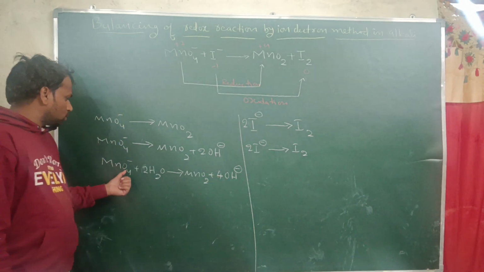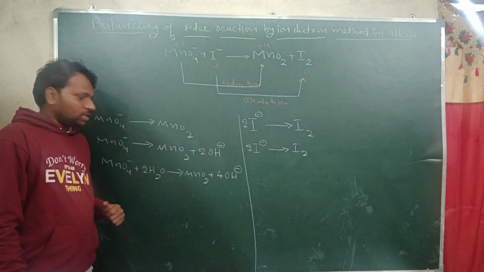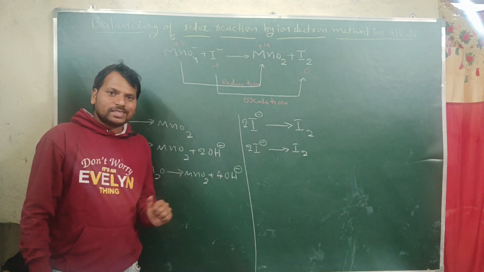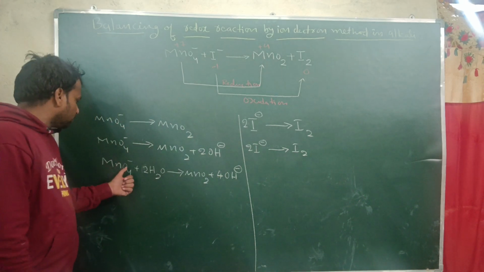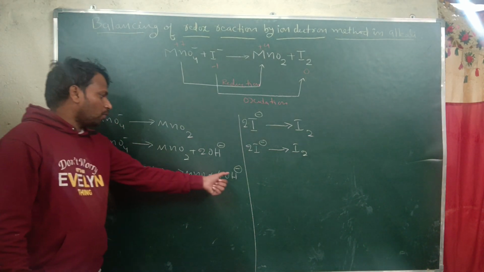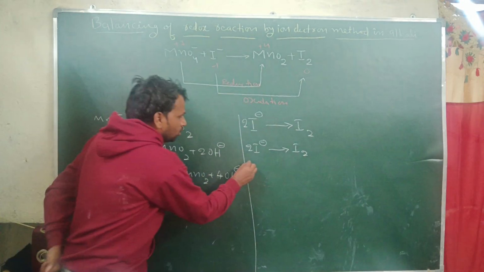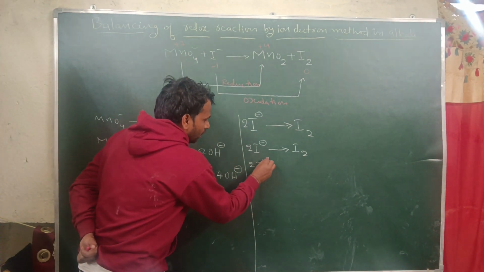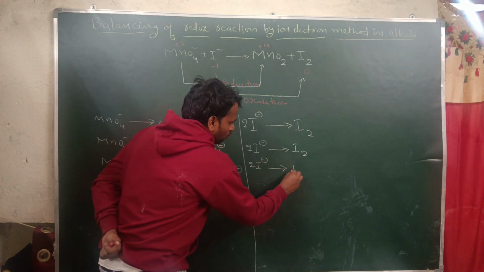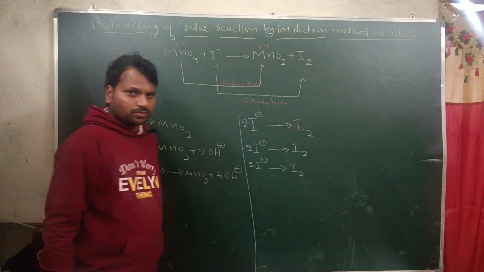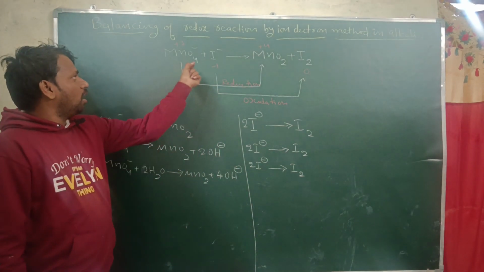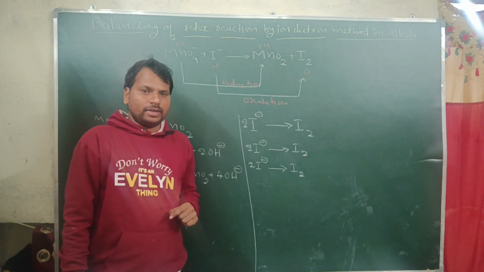Just check here. 4 plus 2, 6 oxygens. Here 2 plus 4, 6 oxygens are balanced, and next 2 times 4, 4 hydrogens are balanced. It was saying 2I minus gives I2. Next, in the case of I minus.